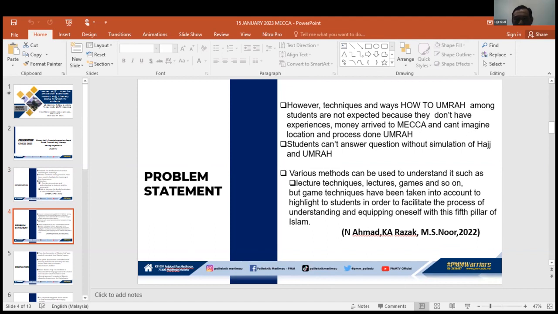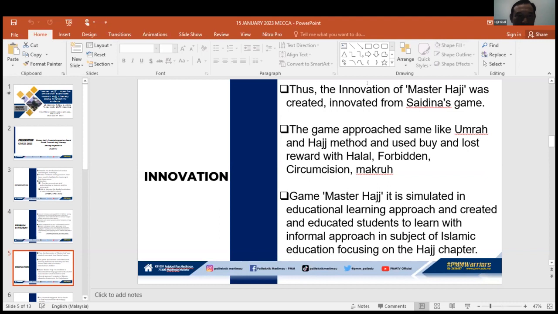But game techniques have been taken into account to highlight to students, in order to facilitate the process of understanding and equipping oneself with this fifth pillar of Islam, and Ahmad K. Raza MS No 2022. And then the innovation.